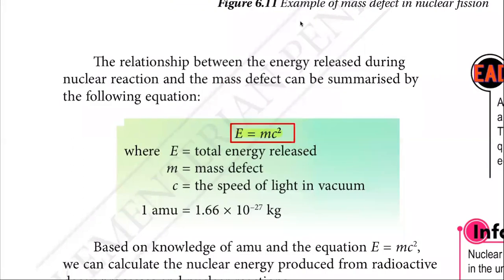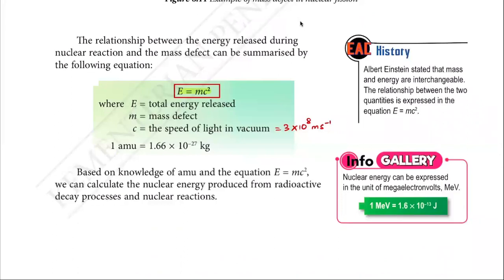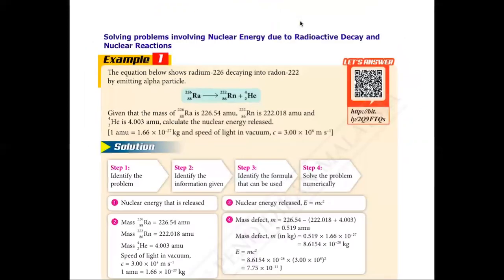Now, the speed of light in vacuum is also given in the list of formula, and the value of the speed of light is 3 times 10 to the power of 8 meter per second. Okay, so that's the value. We try to use this one as the example.